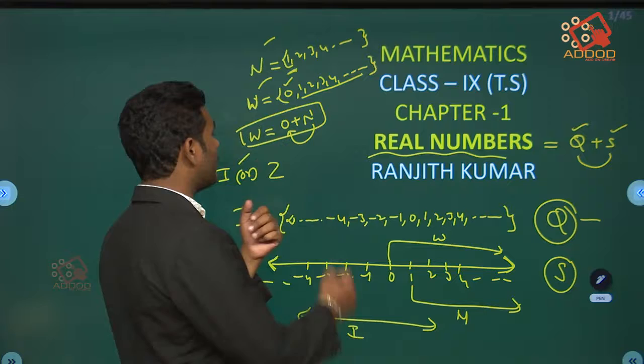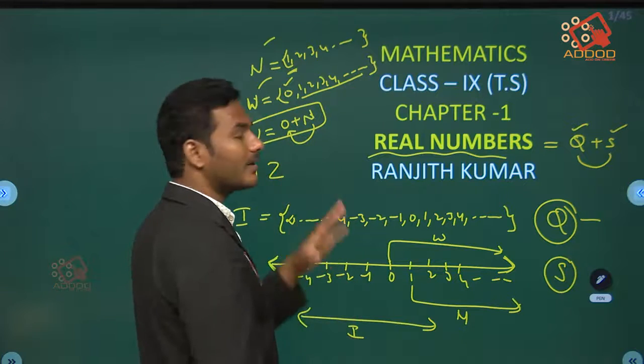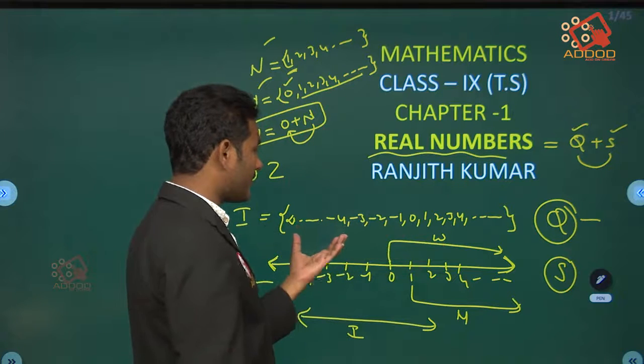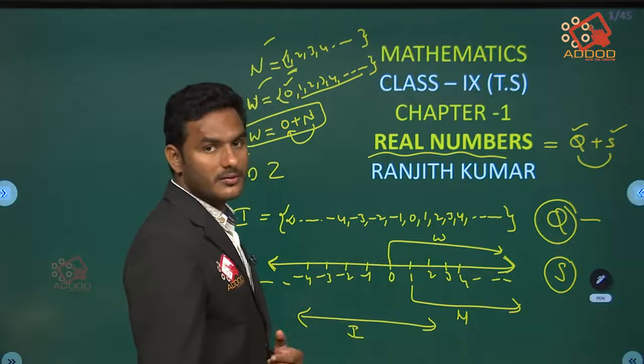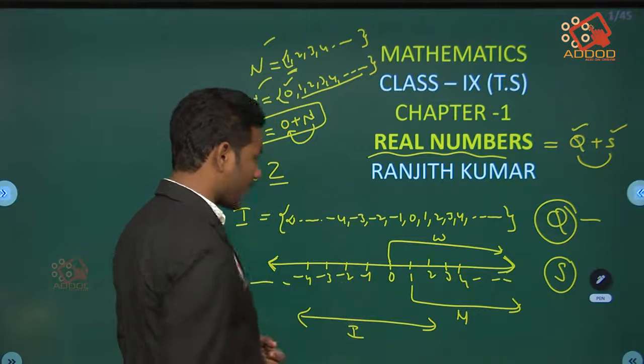Natural numbers and whole numbers: that is 0 plus N. If you add 0 to the natural numbers, we get the whole numbers. In integers, there are positive values, negative values, and 0 as well. The integers can be represented by capital I or capital Z.